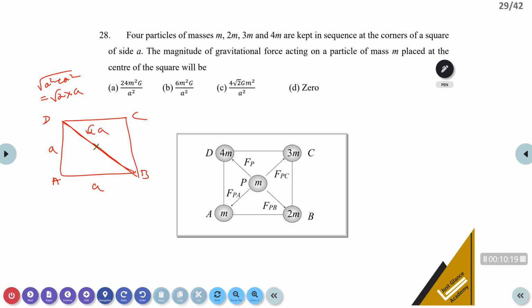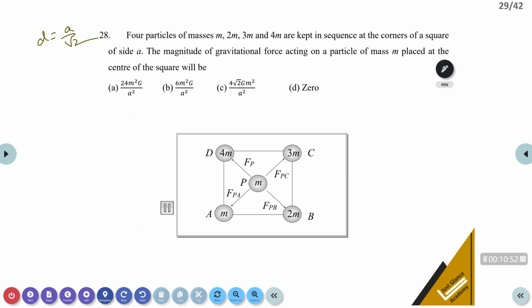But I need this point, this distance is required. This distance, this distance, this distance. So that this will be half of this. So that AP equal to BP equal to CP equal to DP equal to square root of 2 into A by 2 equal to A by root 2. It becomes distance D equal to A by root 2. This is the first thing.